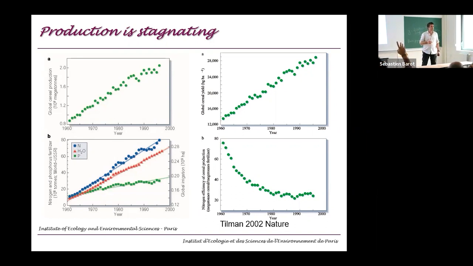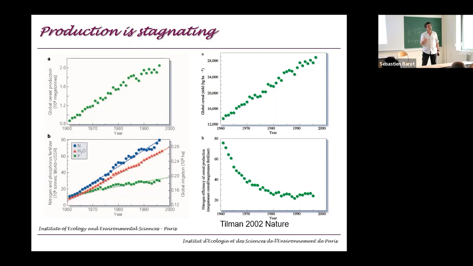What are the problems related to fertilization? Up to a certain point, the first idea is that using artificial fertilization is very logical, because each time you're growing food, you're exporting the food. Of course, if you're growing food, it's because you want to export it and eat it somewhere else. So when you're exporting the food, you're exporting the carbon inside the food, but you're also exporting the nitrogen, the phosphorus, the potassium, whatever you have in the biomass.